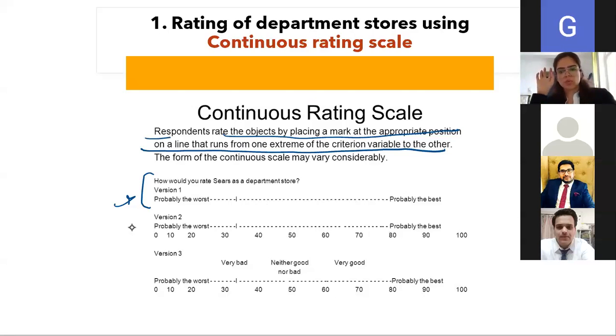You are giving just two extremes. The respondent has to allocate where he finds it.